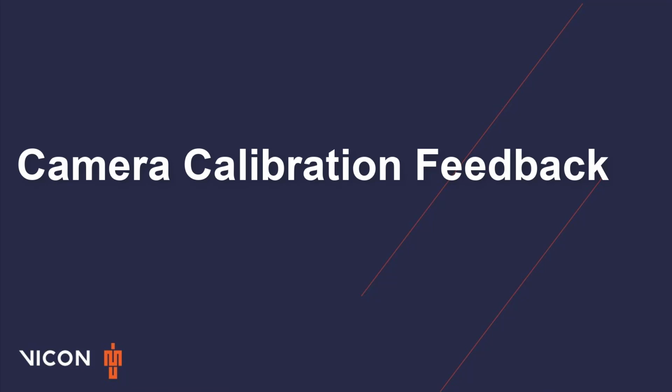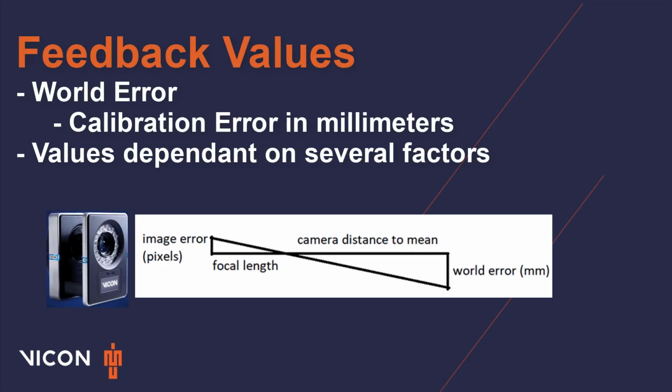Many labs have questions about the world errors and the image errors. Let us recap what these values mean after our dynamic wand wave. The world error displays the calibration error in millimeters. World error is calculated per camera from the image error in pixels and the distance of the camera to the center of the volume. Cameras that are further away with the same image error will display a larger world error.